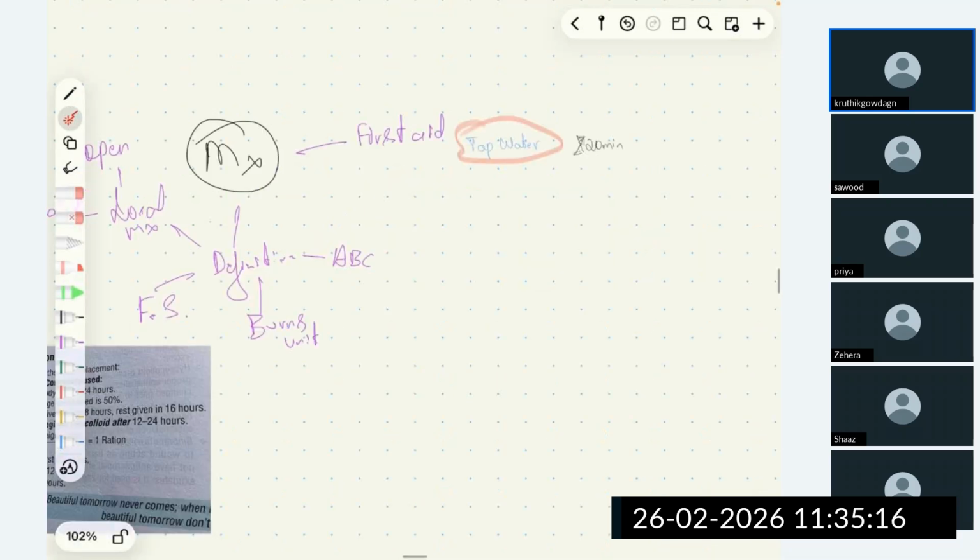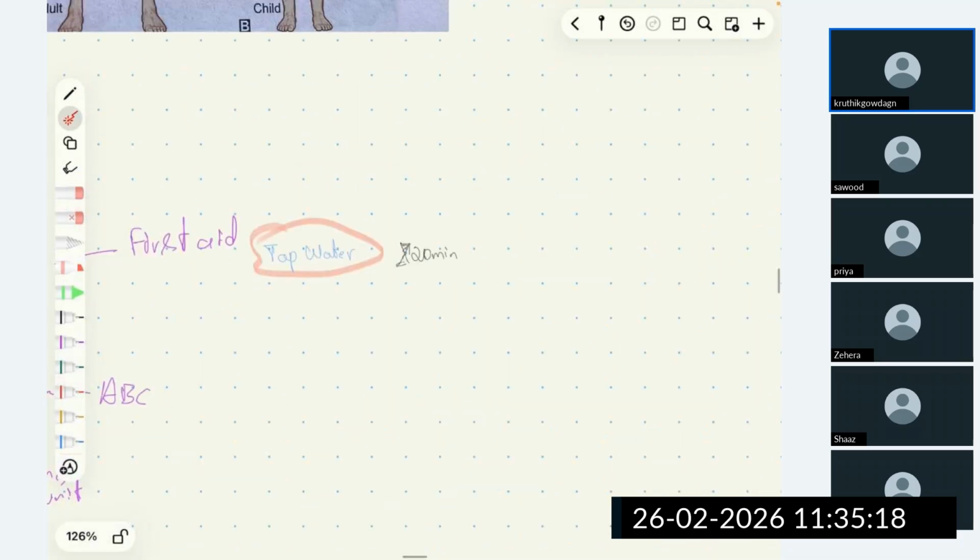Next, in initial management, we have the removal of clothing, cooling of the part by continuous running water for 20 minutes, we know. Cleaning the part to remove any dust or mud which is present. And chemoprophylaxis, we should give tetanus toxoid.